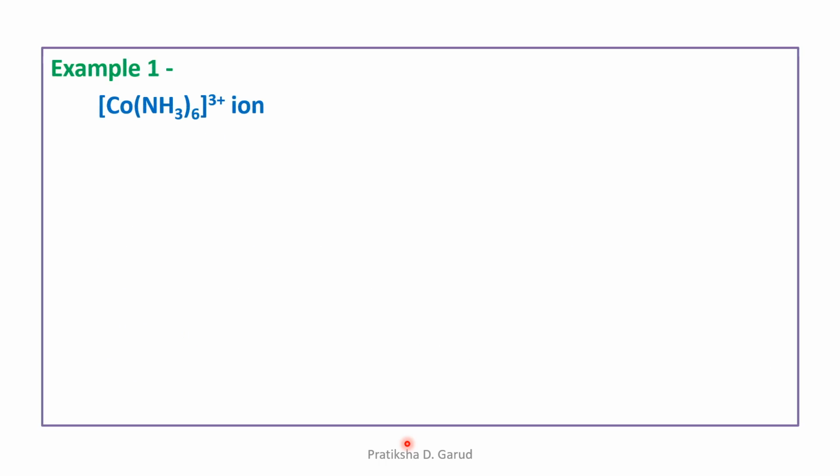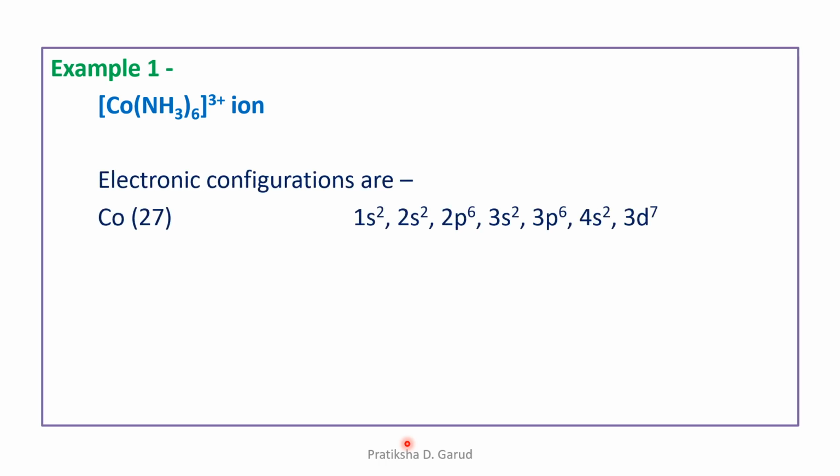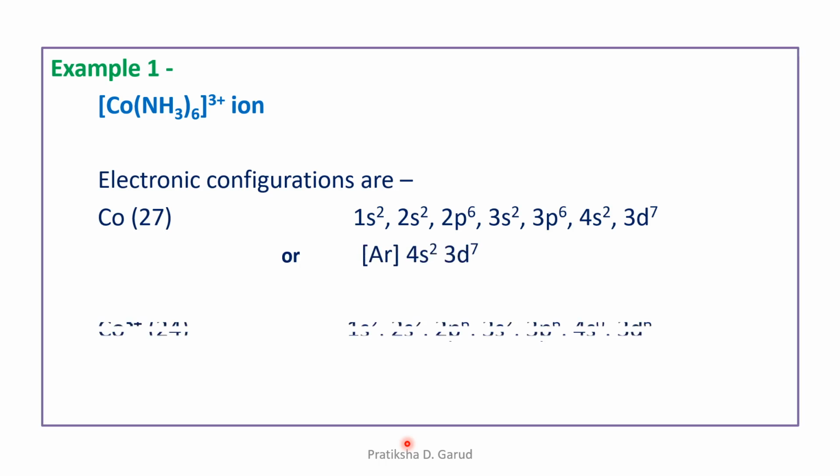First example for this is the [Co(NH3)6]3+ ion. The electronic configuration for cobalt, atomic number 27, is 1s2, 2s2, 2p6, 3s2, 3p6, 4s2, 3d7, or argon core 4s2, 3d7. Then the oxidation number of the cobalt here is +3. So the atomic number becomes 24. So we have to remove the 3 electrons.